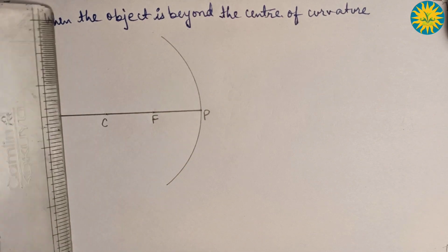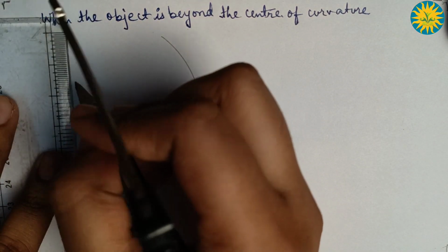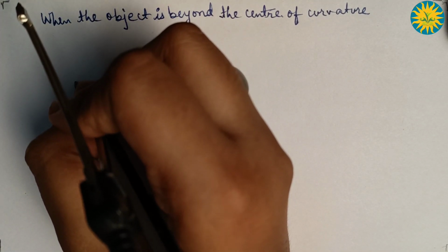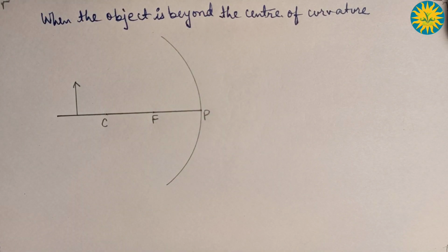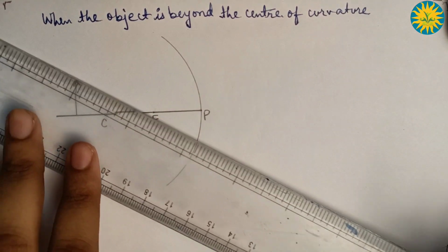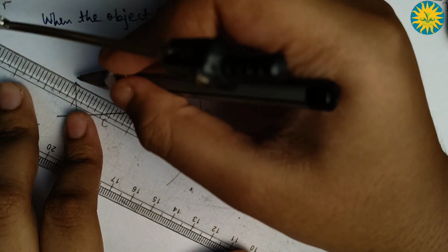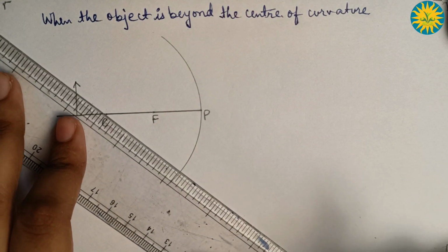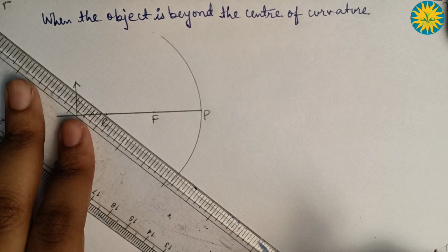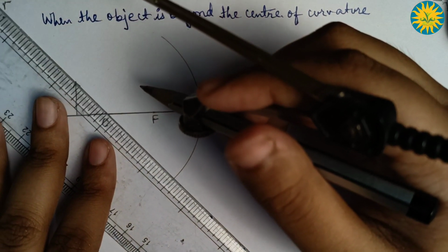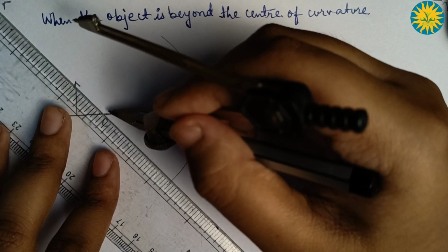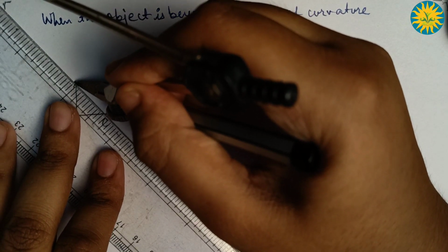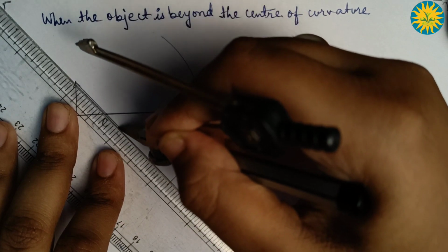Now we are drawing the object. See the position of the object, that is beyond the center of curvature. So this is our object. Now we will draw the incident ray. We are pointing the head of the object. The arrowhead is the head of the object. Now we are drawing the first incident ray that will pass through the center of curvature. The incident ray is passing through the center of curvature.